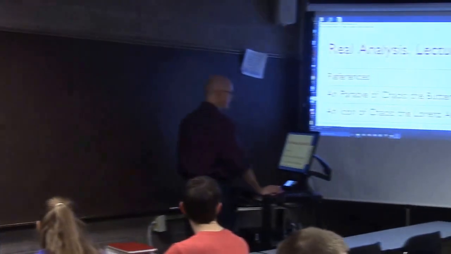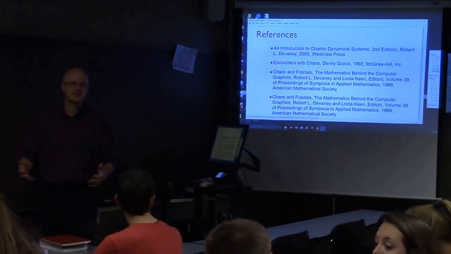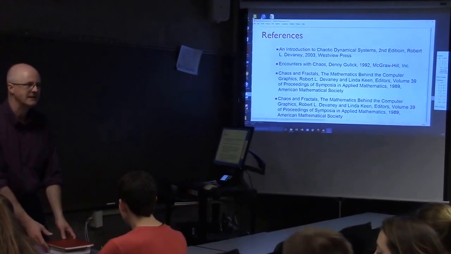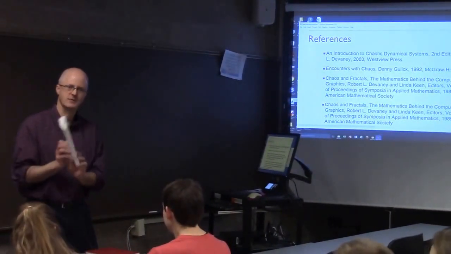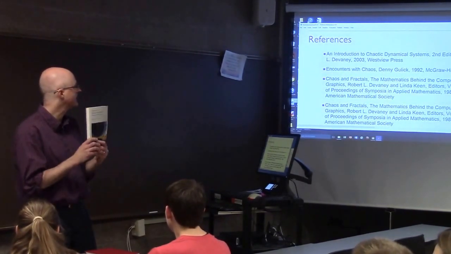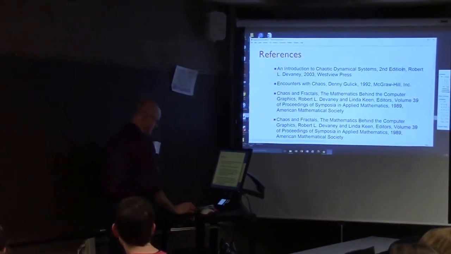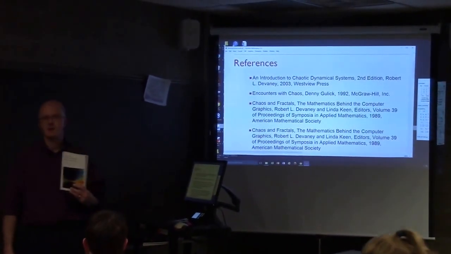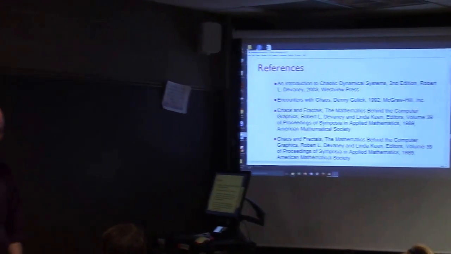Let me start by saying the references that I have made use of. I haven't studied this stuff in a while, so I needed some review myself. And some references I used, first of all, mostly is An Introduction to Chaotic Dynamical Systems by Robert Devaney. Am I spelled the edition wrong? Probably shouldn't have noticed that, but I did. Okay. That's the main reference I used.